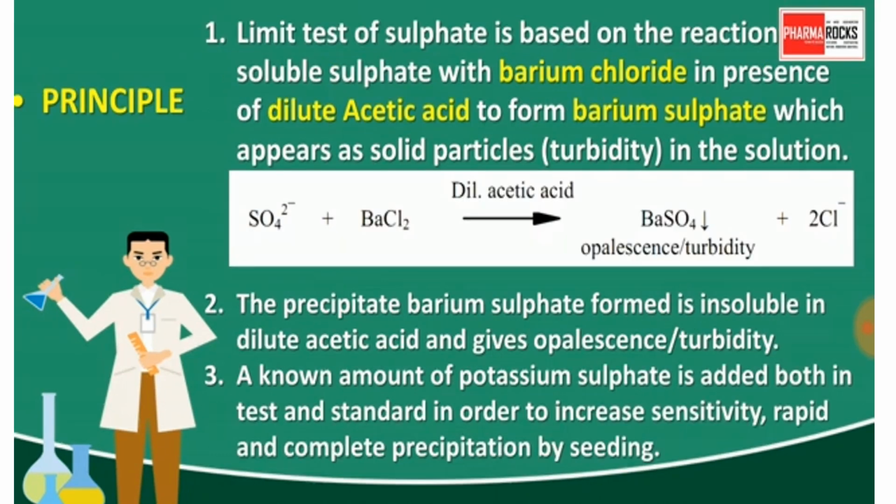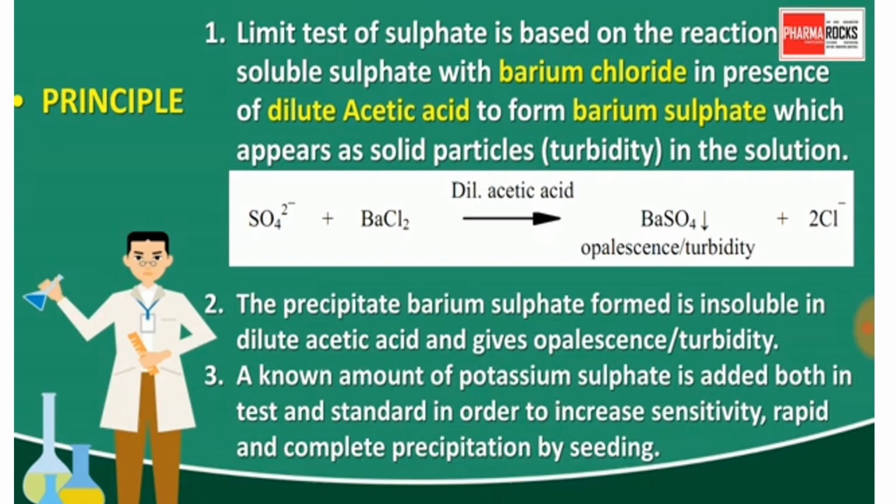When you come to the basic principle, the limit test for sulfate is based on the reaction between soluble sulfate and barium chloride in the presence of dilute acetic acid to form barium sulfate, which appears as a solid particle or turbidity in a solution. Have a look at the reaction. Sulfate reacts with barium chloride in the presence of dilute acetic acid. They produce what? Barium sulfate, which gives opalescence or turbidity, plus chloride ion.